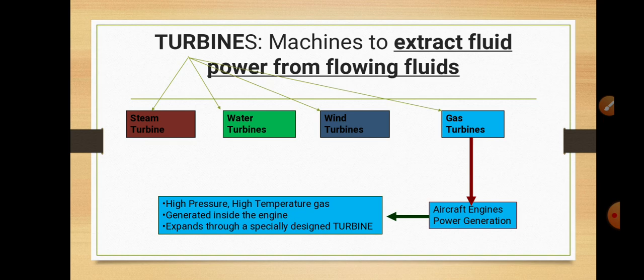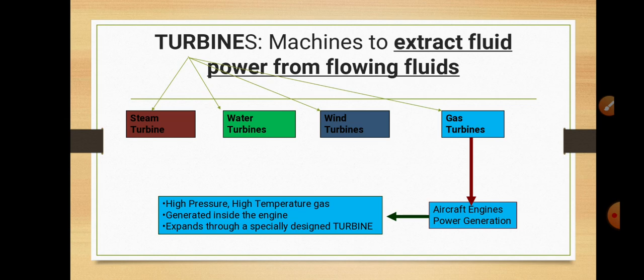First of all, in order to go further, we need to know what turbines are. Turbines are machines to extract power from fluid flows. So whenever there is a flow of fluid, we are going to convert that fluid flow power into our required power. If we classify turbines further, we have four types: steam turbines, water turbines, wind turbines, and gas turbines.